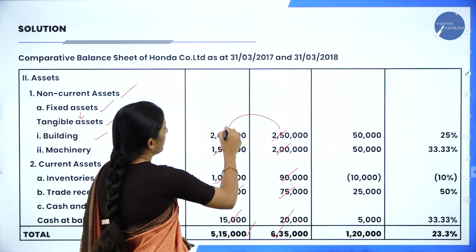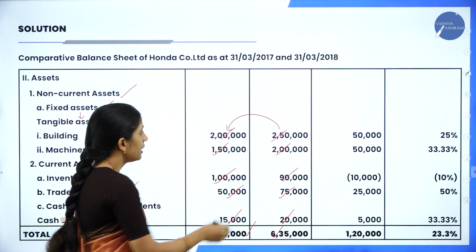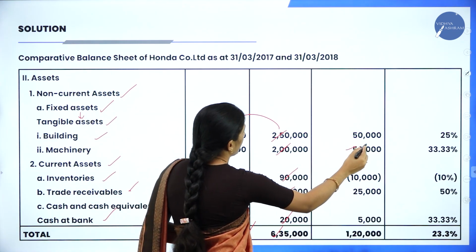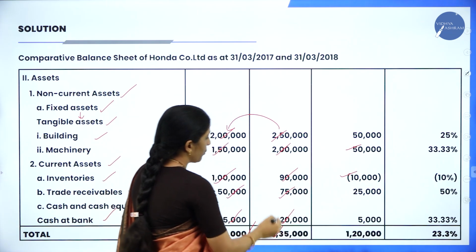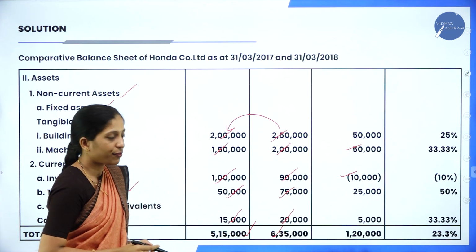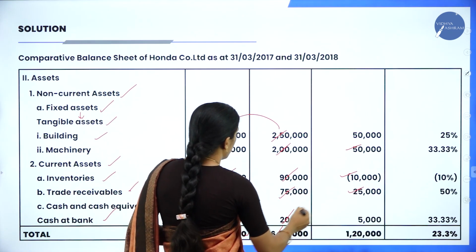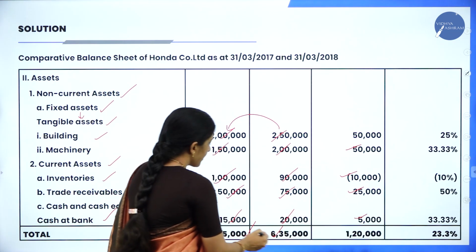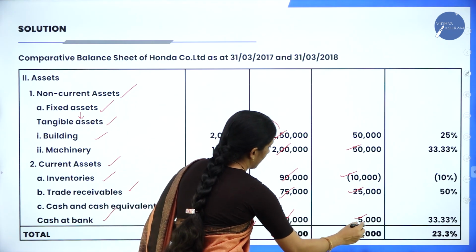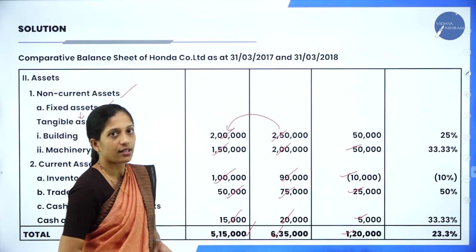Next, 2 lakh 50,000 minus 2 lakh, 50,000. 2 lakh minus 1 lakh 50,000, 50,000. 90,000 minus 1 lakh, minus 10,000. 75,000 minus 50,000, 25,000. 20,000 minus 15,000, that is 5,000. 6 lakh 35,000 minus 5 lakh 15,000, 1 lakh 20,000.